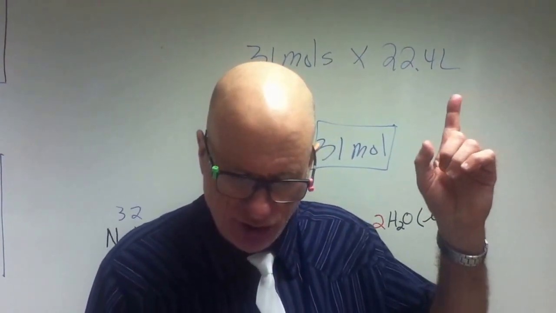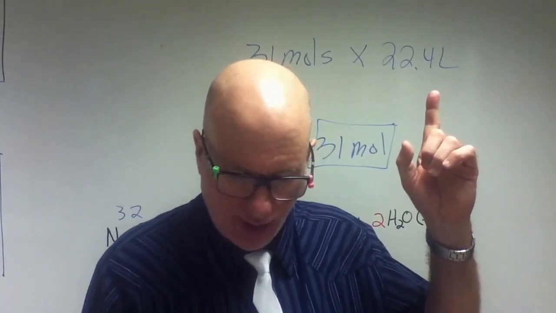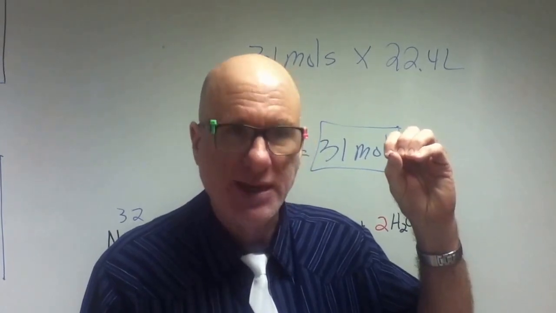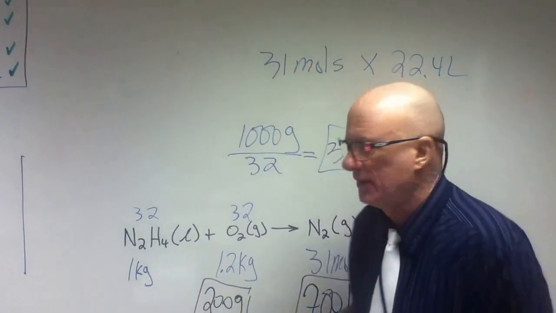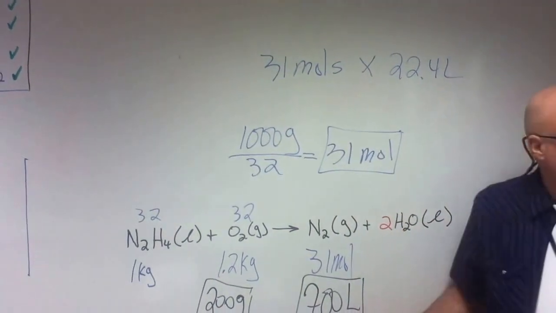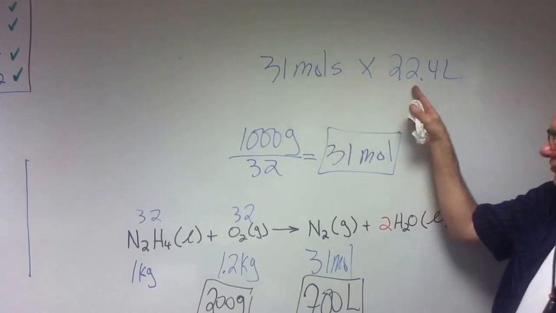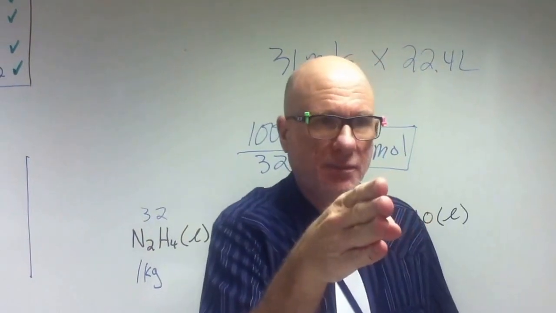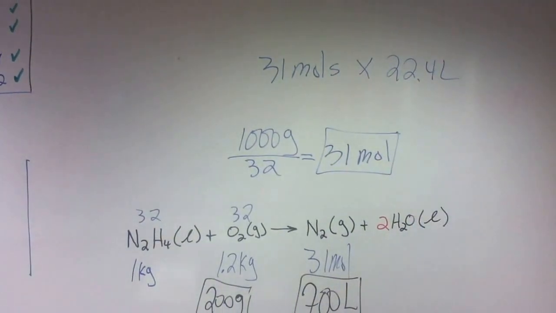Hydrazine is used in rocket fuel. It reacts with oxygen to form nitrogen and water. How many liters of nitrogen at STP form when 1 kilogram of hydrazine reacts with 1.2 kilograms of oxygen? So it's liters. 700 liters. 31 times 22.4 is 700. 200 grams of excess remain, okay? Easy? Are we all right?